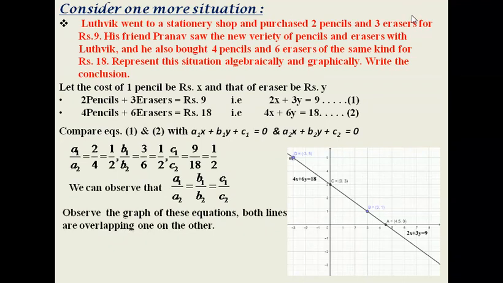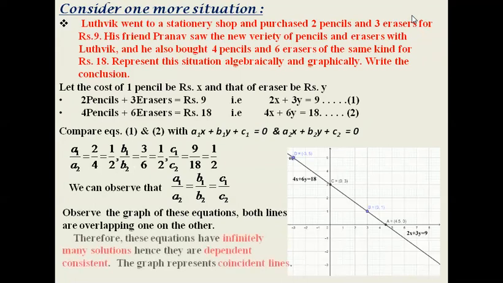For this situation, we observe that these two lines are overlapping on each other. Therefore, the equations have infinitely many solutions, hence they are dependent consistent. The graph will represent coincident lines.